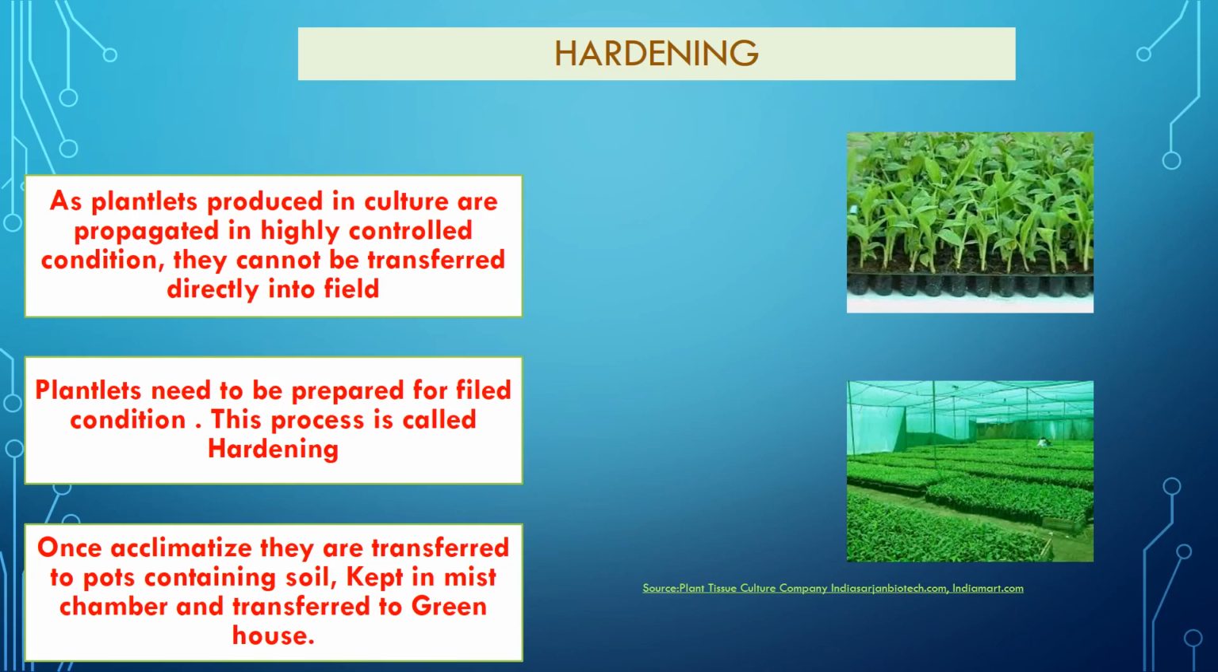Once they have acclimatized, they are transferred to a pot containing soil for a short duration. These pots are maintained in the mist chamber and later transferred to the greenhouse. Once hardened, these plants are ready to transplant into the field.